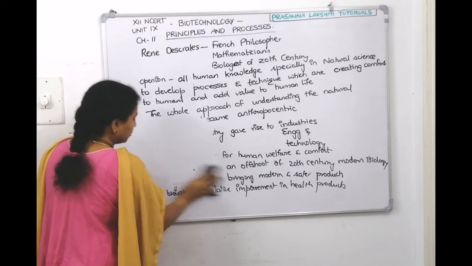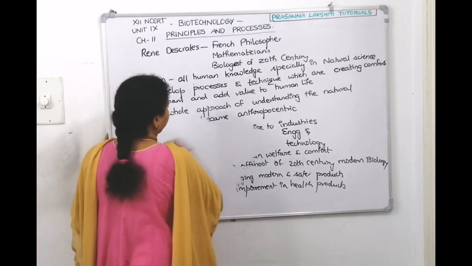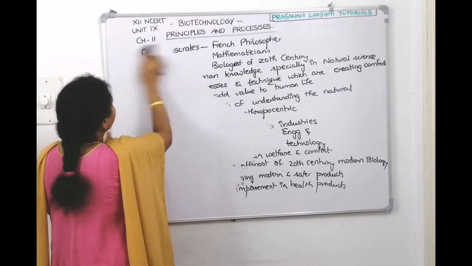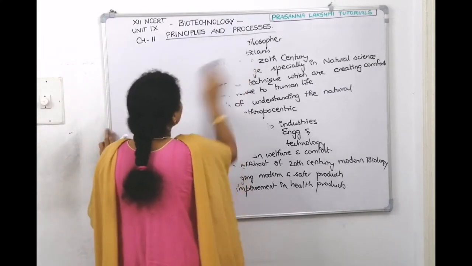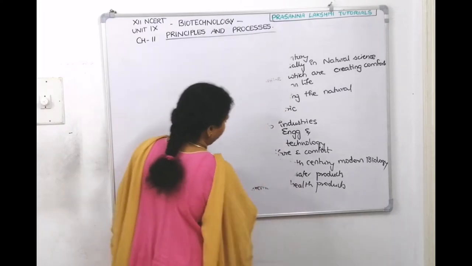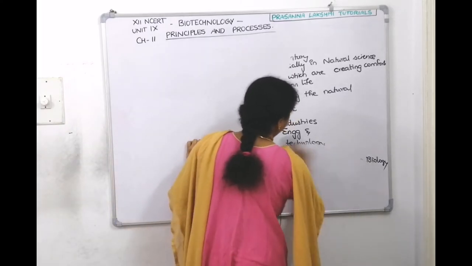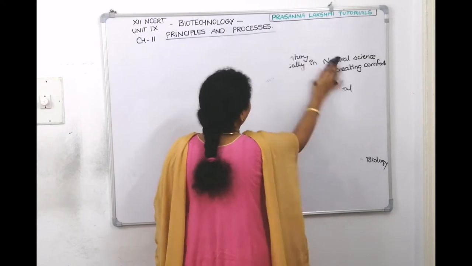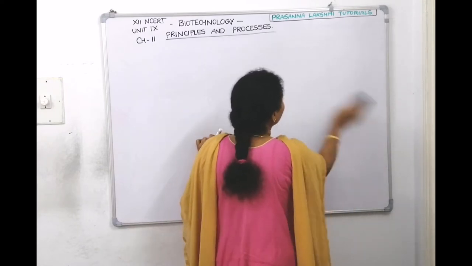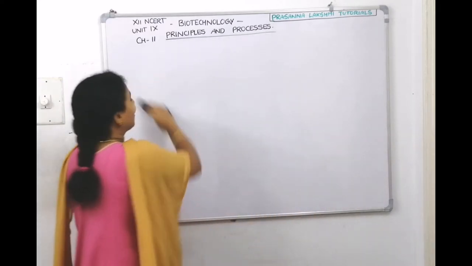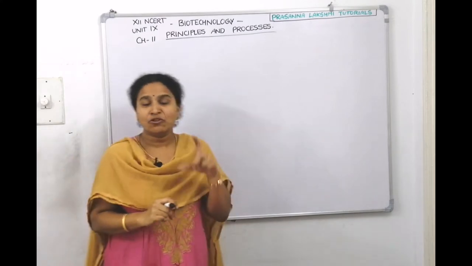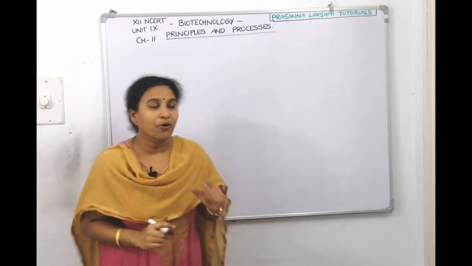Now let us talk about two more scientists. I told you one scientist's name is Herbert Boyer. Another scientist's name is Cohen. What have they done? How did their idea help to build a billion-dollar company in biotechnology? Let us work it out. In NCERT, they have given the picture of Herbert Boyer.